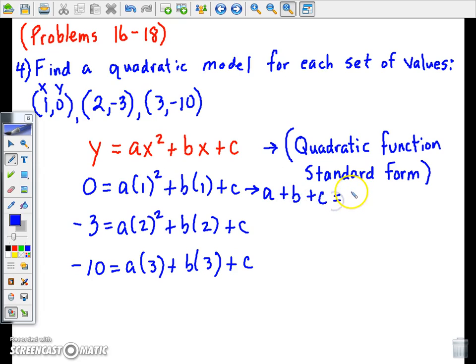I just have this preference. I like to write my equations so that the number that is equal to is on the right. I'm not saying you have to do this, but that's the way I'm going to set this up.